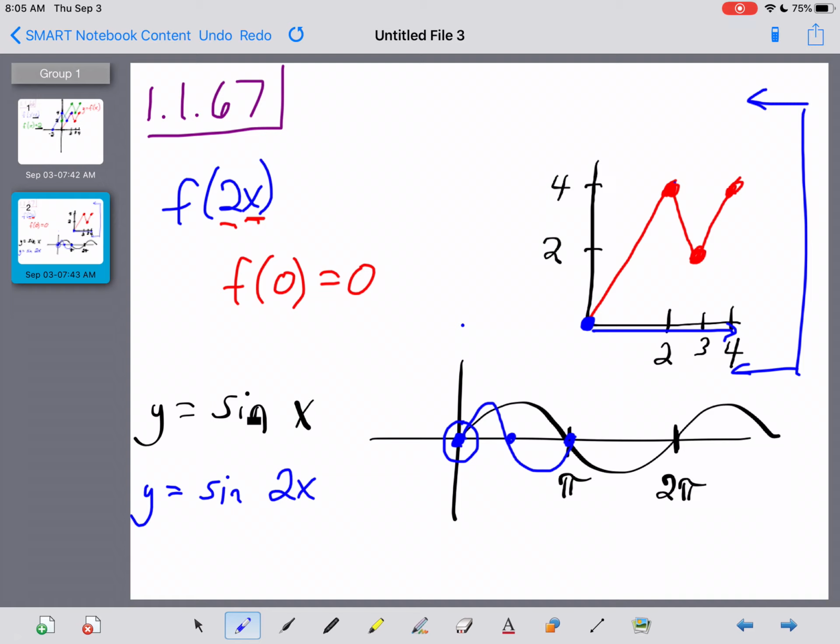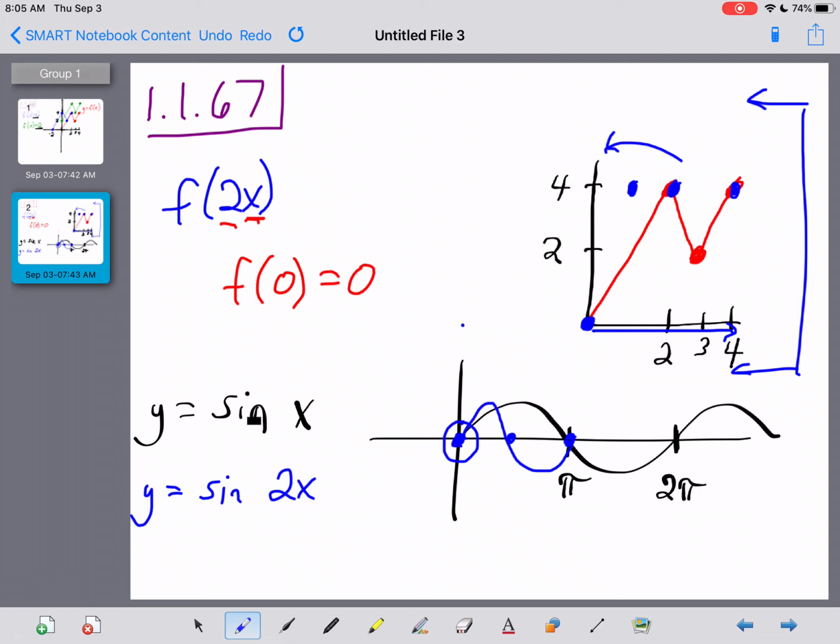So let's take a look at this point right here, which is currently at 2, 4. It moves half of the way back over here towards the y-axis, and that's now going to be at the point 1, 4. This endpoint right here, which is at 4, 4, moves halfway back to the y-axis and now moves to this point here, which is at 2, 4.